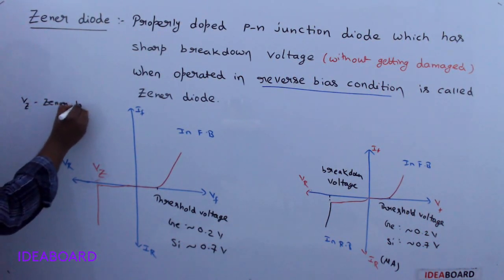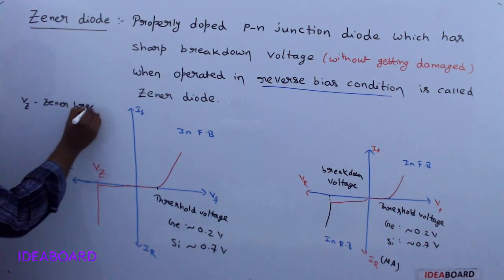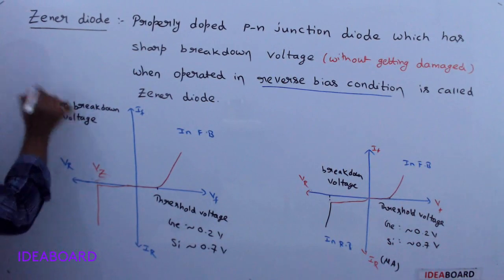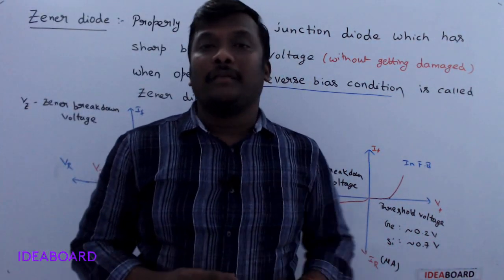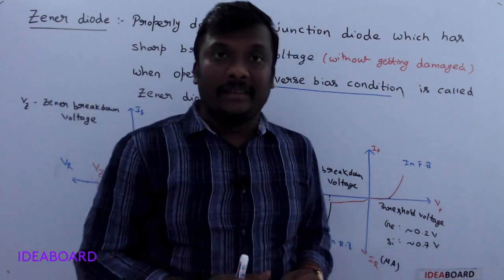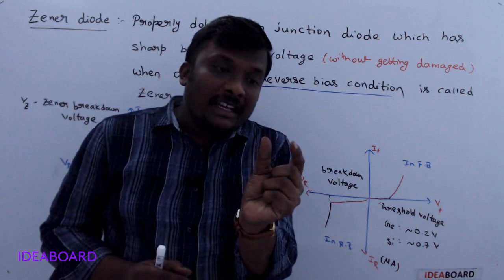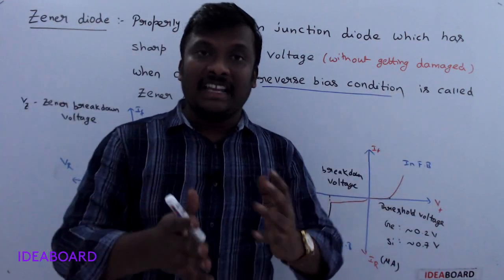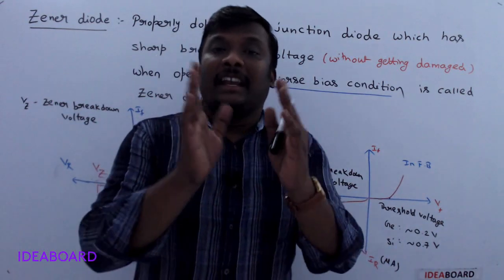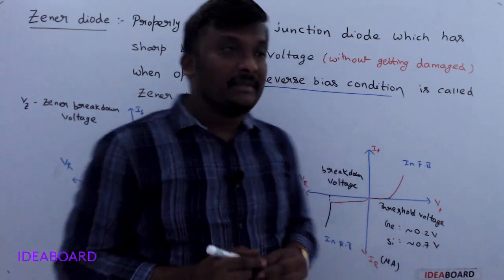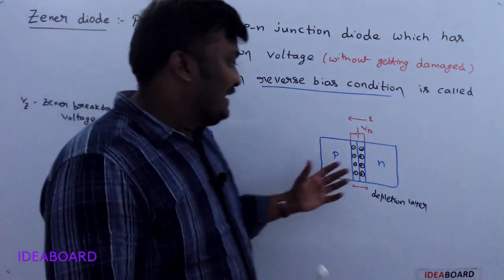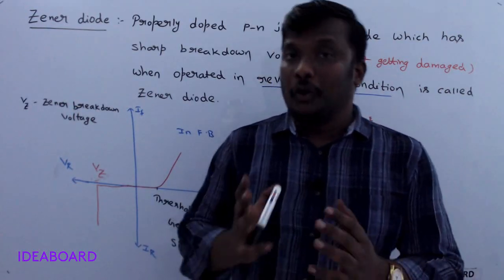Here VZ is named the Zener breakdown voltage. Understand? The value of VZ always depends on the doping concentration. If you dope more, then within the diode the width of the depletion layer decreases because more charge carriers are there. That's why the width of the depletion layer becomes narrow, which sets up a strong electric field intensity inside. If the applied voltage increases, the intensity of the electric field also rises. See here, the value of VZ always depends on the doping concentration.